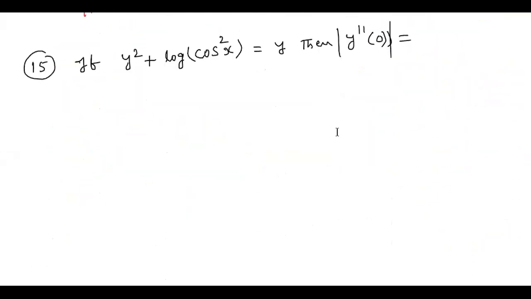This is a derivative related problem. y square plus log of cos square x is equal to y. Then find the modulus of y double dash at 0. So first here they are taking the x value 0. If x is 0, then what about y?